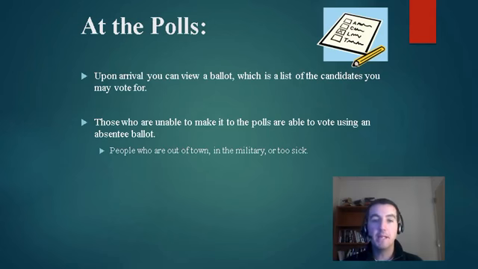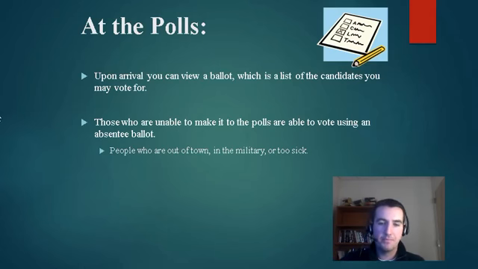So what happens when you get there? You're going to show your little ID card, and it says who you are and that you're able to vote. And then you usually go into some kind of secluded area where people can't see you, or at least they can't see what you're writing or who you're voting for. And they give you a ballot. The ballot has the list of all the candidates, and then on the ballot you decide who you want to vote for.